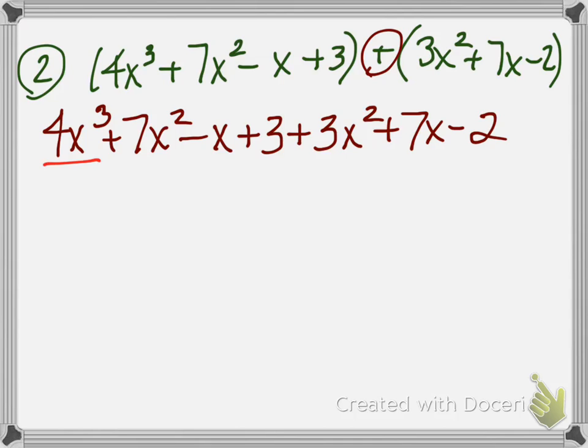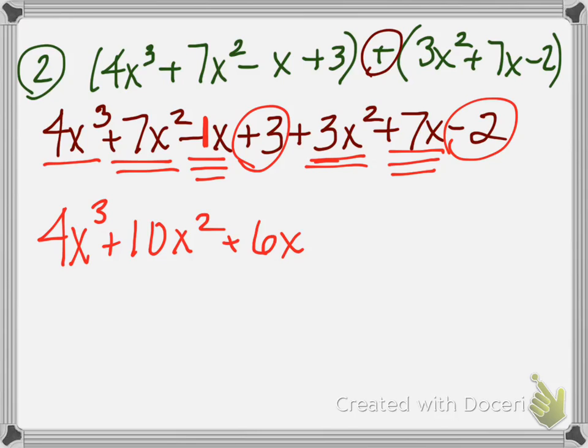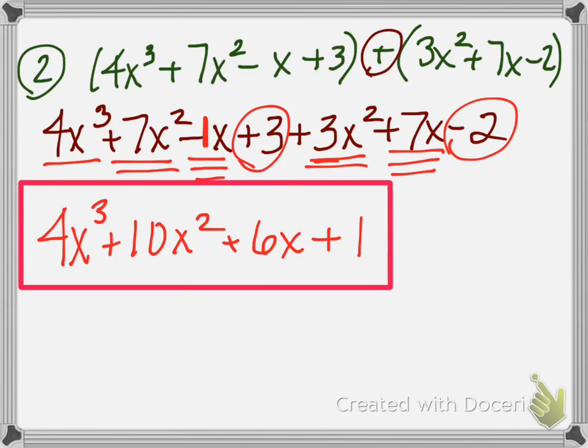So 4x to the third, there is no other x to the third, so 4x to the third stays. 7x squared and 3x squared make 10x squared. Negative, remember there's a 1 here, so negative 1x squared, and negative 1x and 7x make positive 6x, and then positive 3 and a negative 2 make a positive 1. And there's number 2.